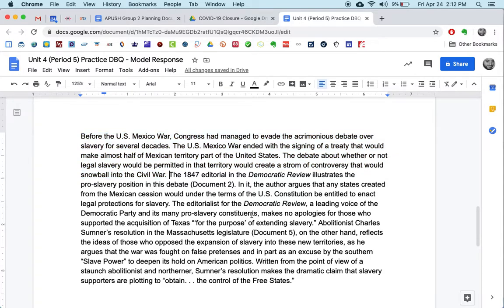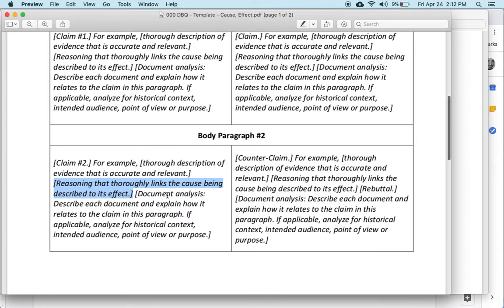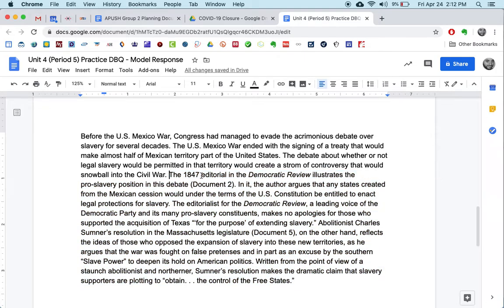Moving on now, I cover my last two documents. Remember that for those documents I have to describe each one, summarize it, what's in it, and explain why it's there. Why is it in this paragraph? How is it connected to my claim that westward expansion led to political divisions around the question of slavery and its extension beyond its existing boundaries? I start with document 2.